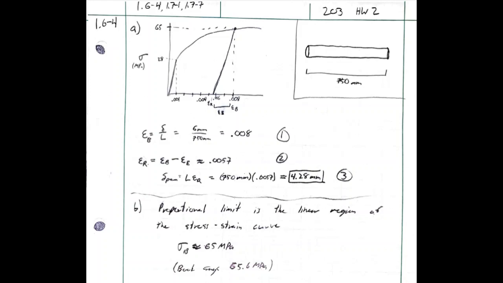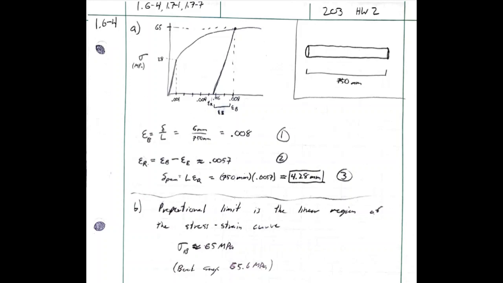So it says that we load it to a strain of 6 millimeters, which would be considered E sub B in this case. And you can see in line 1 that E sub B is going to be the change in length over the length, or delta over L, which is 6 millimeters over 750 millimeters, which is 0.008. So that means that on our stress strain curve, we follow the curve all the way until it reaches 0.008, which is the dot at the top of the curve.